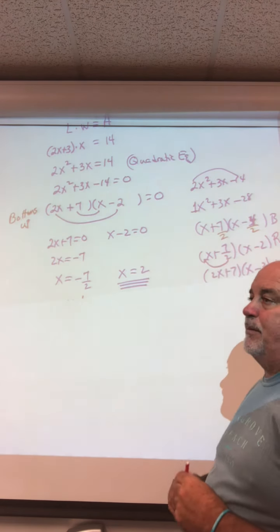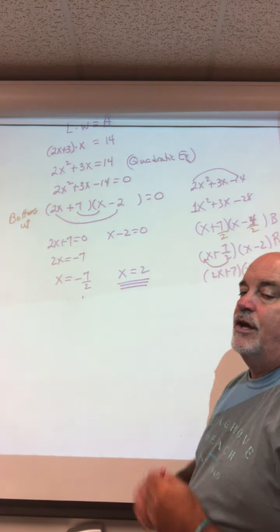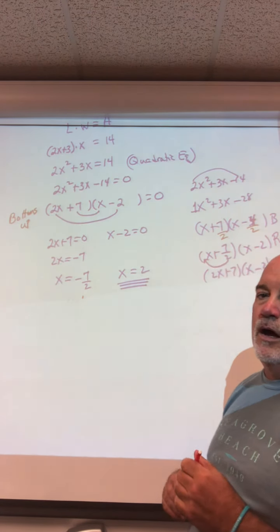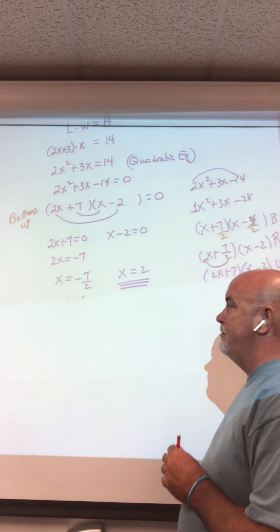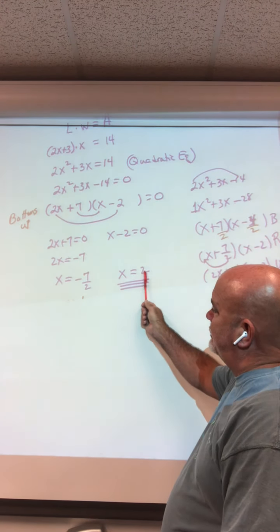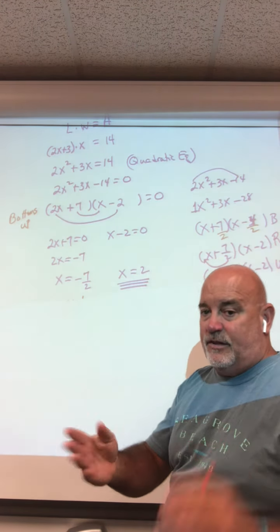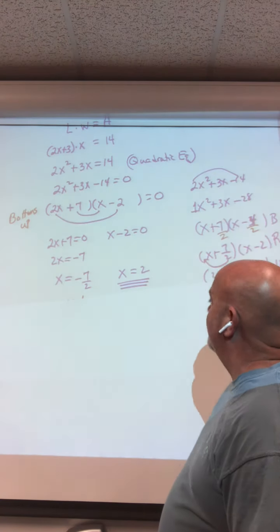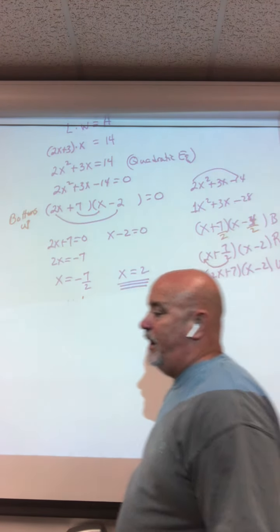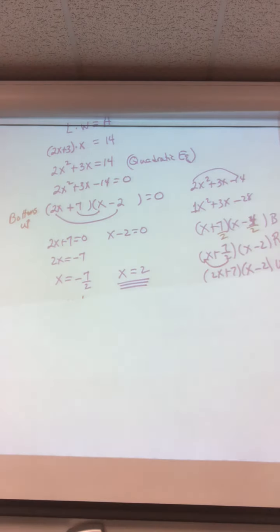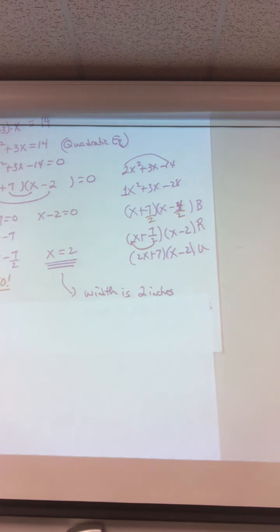And yes, it is typically true in rectangle problems, you typically will omit one of the two answers. But the other answer is 2. Now, can a width be 2? Yes. So, if X was the width, and it was, then the width is 2 inches. Now, how do I know it's inches? Because the area was 14 square inches.